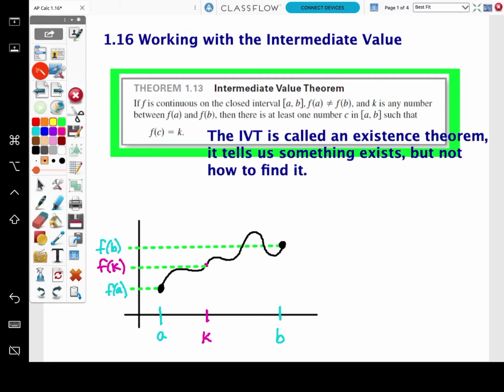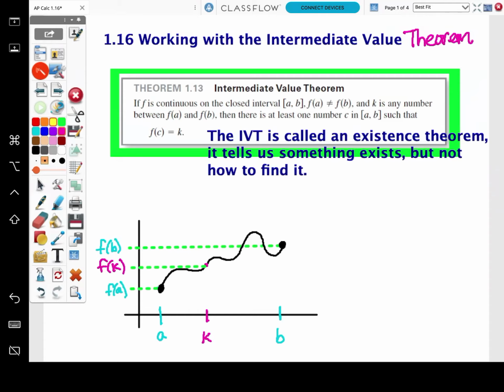All right, 1.16 is talking about the intermediate value theorem. And apparently the word theorem got cut off up here, so I'm very sorry. Intermediate value theorem, commonly called the IVT, and we can use that abbreviation for all things AP. So if you need to write out that you're using the intermediate value theorem, just call it IVT. Everybody knows what you're talking about.